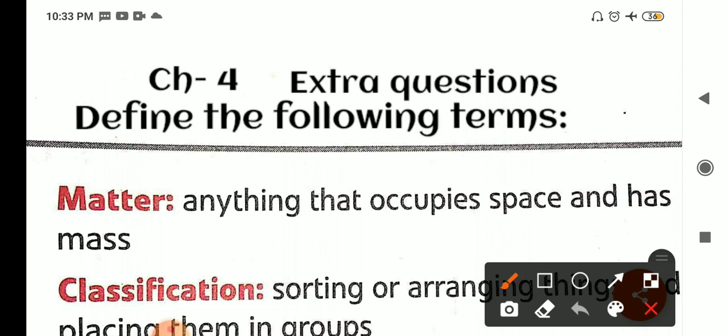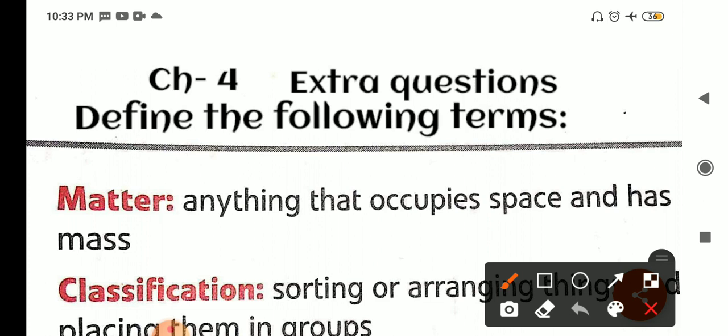Okay, let's start today's session with the extra questions for chapter number 4. We have already finished the exercise of chapter number 4, and today we are going to do the extra questions. In the extra questions, first we will do the definitions, define the following terms, and then we will do some questions, right? Okay, let's start.